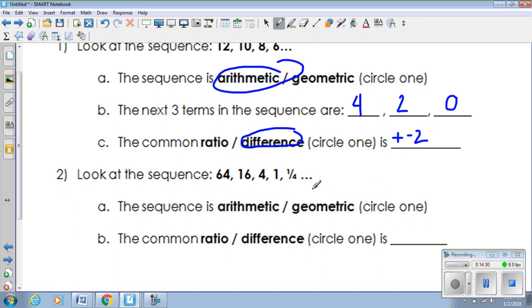So I'm dividing for this one, which would make it a geometric sequence, which would then therefore mean that I had a common ratio instead of a common difference. And I'm dividing. However, my common ratio can't be divided by 4. It needs to be multiplied by the reciprocal. The reciprocal of 4 is 1/4. So each time I'm multiplying by 1/4.